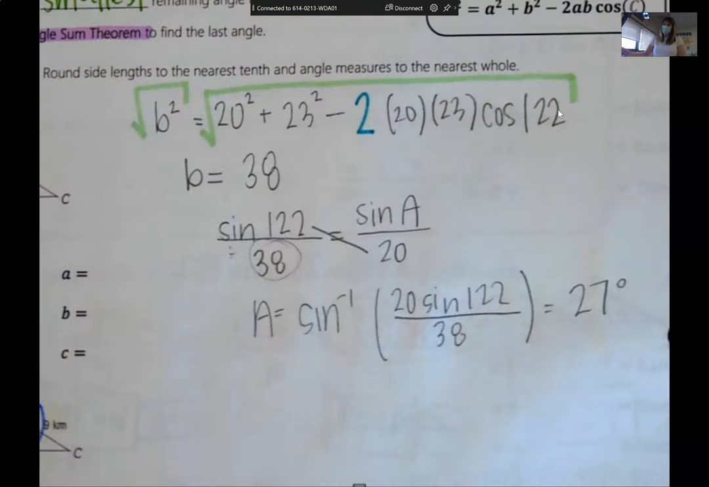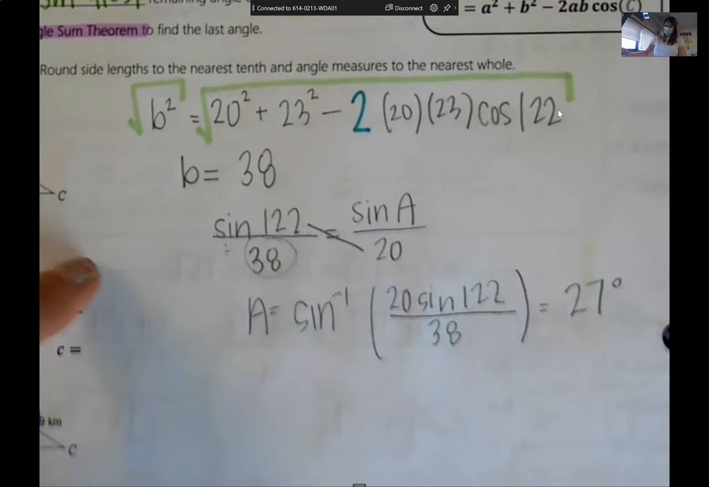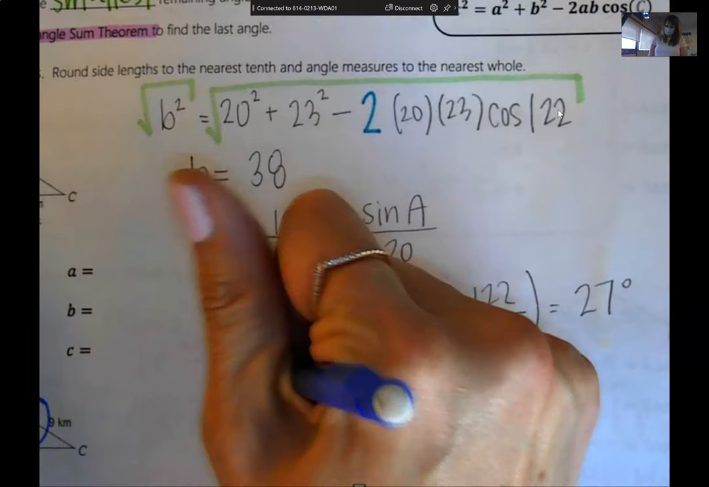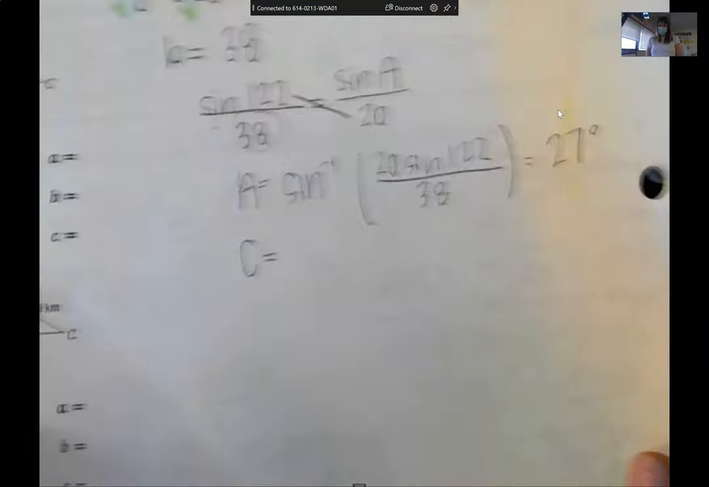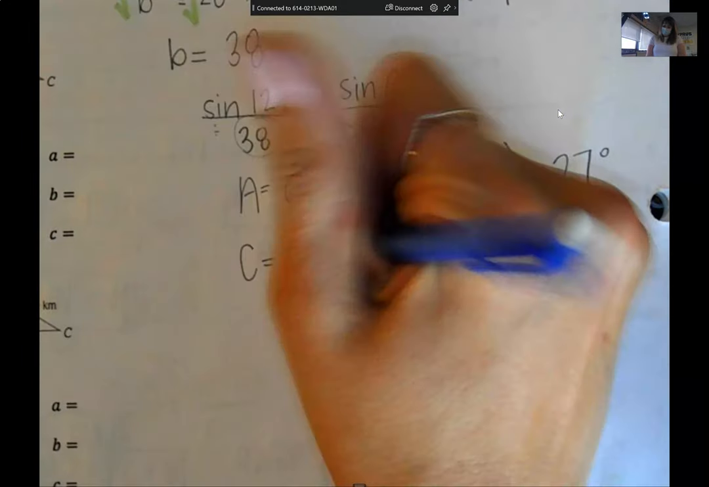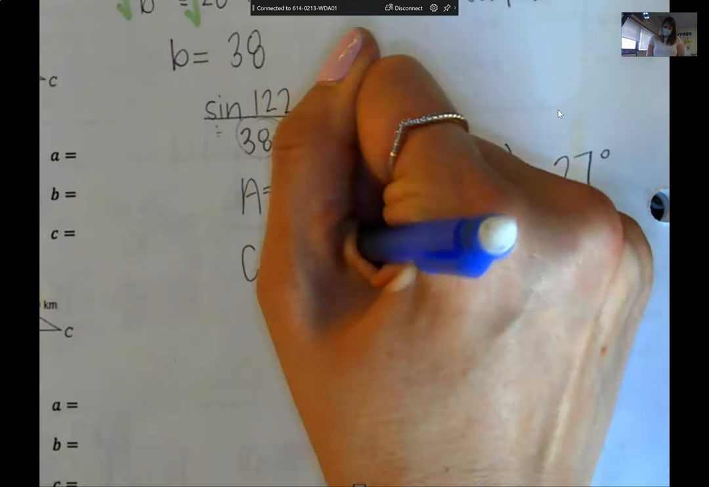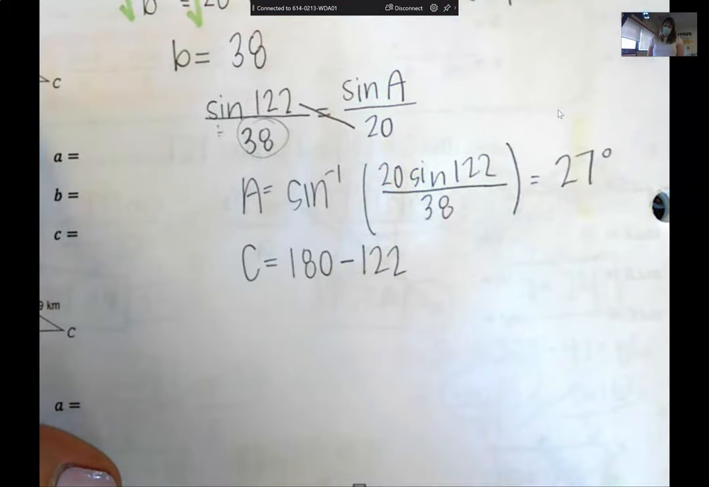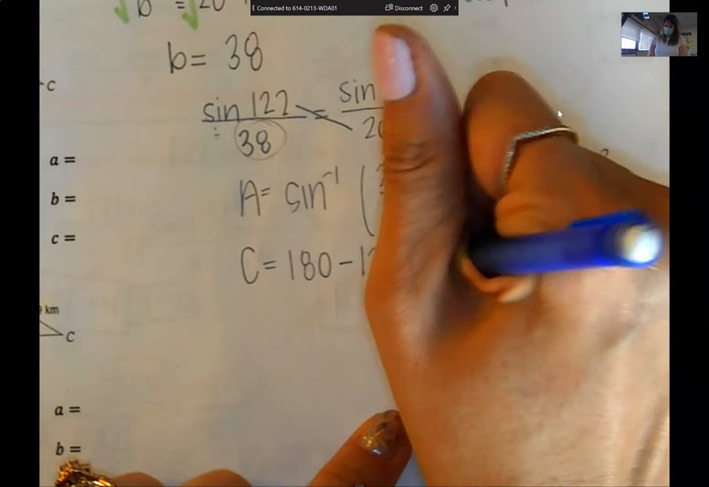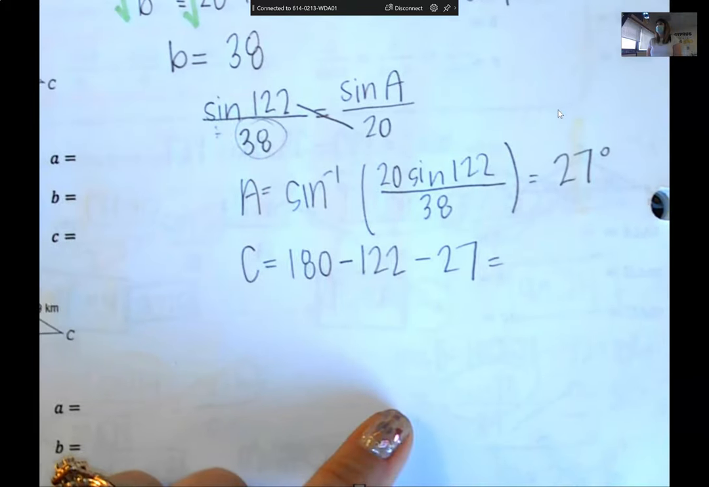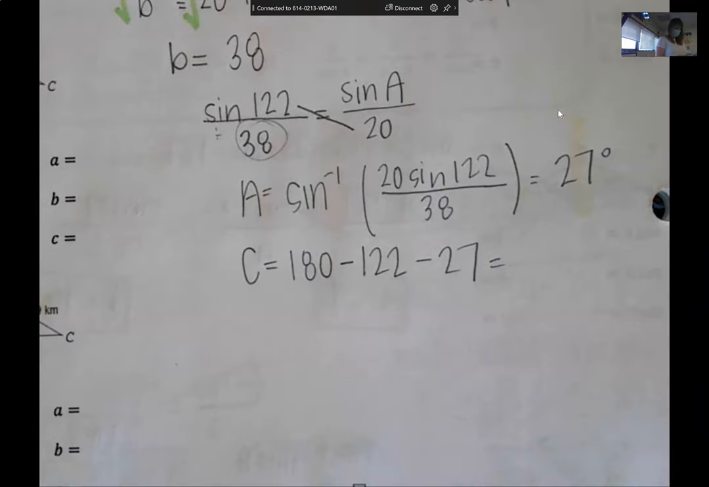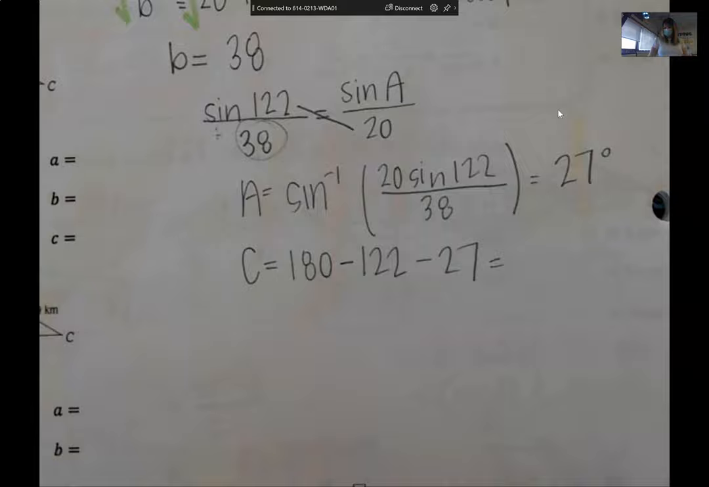And then the very last step, we know angle B, we know angle A, so now we're finding the last angle, which is C. C is 180, subtract the angle that they gave us, 122, subtract this angle that we just found, 27. So that guy's going to be kind of small. 180 minus 122 minus 27, 31.